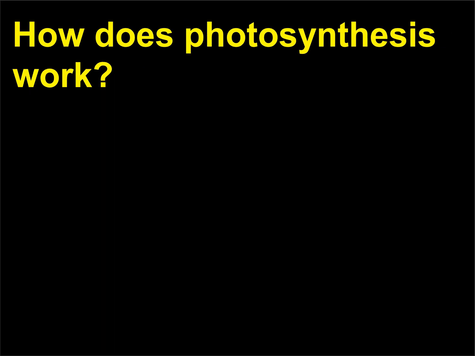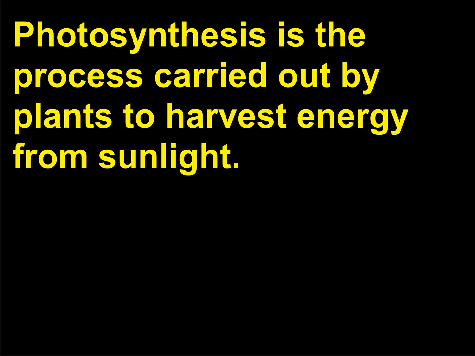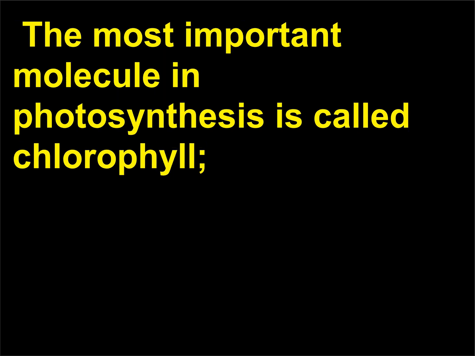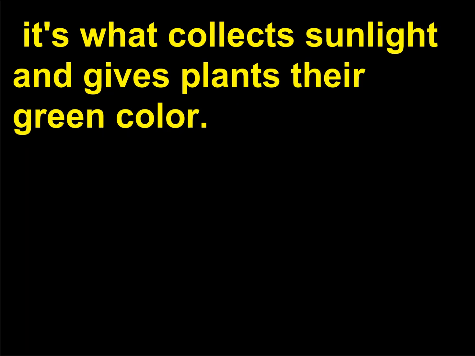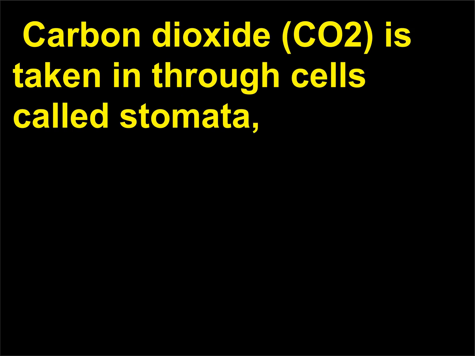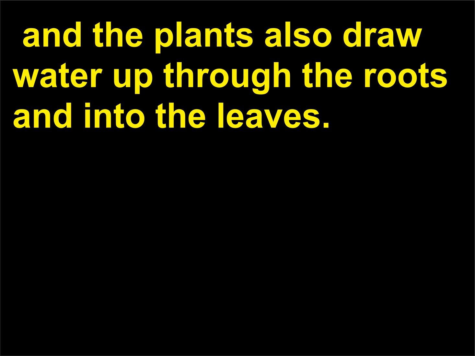How does photosynthesis work? Photosynthesis is the process carried out by plants to harvest energy from sunlight. The most important molecule in photosynthesis is called chlorophyll. It's what collects sunlight and gives plants their green color. Carbon dioxide, CO2, is taken in through cells called stomata. And the plants also draw water up through the roots and into the leaves.